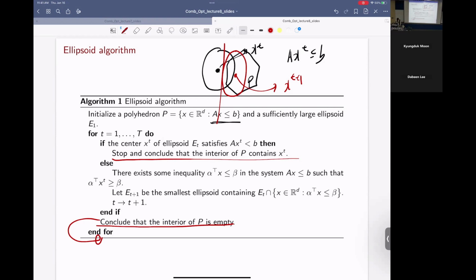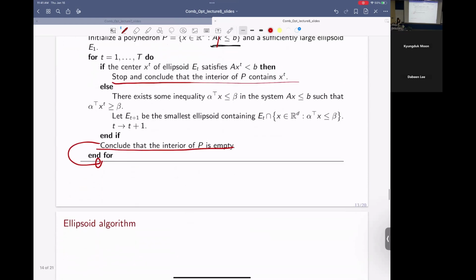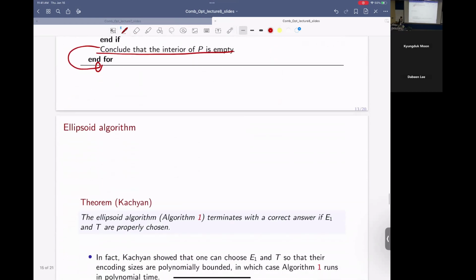How do I set the t? Okay, this is the tricky part. I'm not explaining this in this slide, but I think that's the main contribution of Khachiyan. So you have to stop when your ellipsoid gets sufficiently small and something like this.